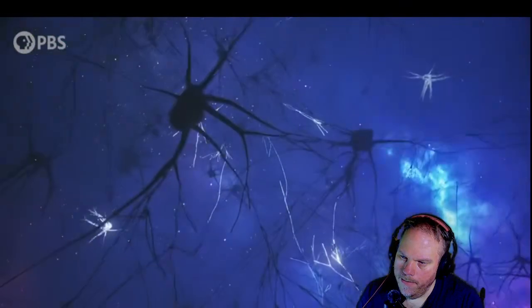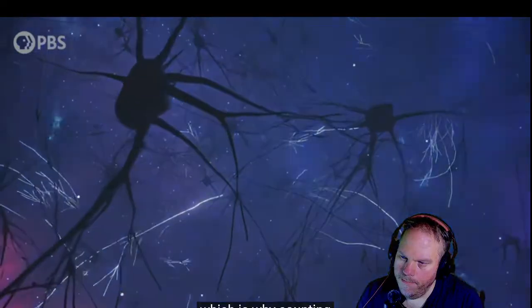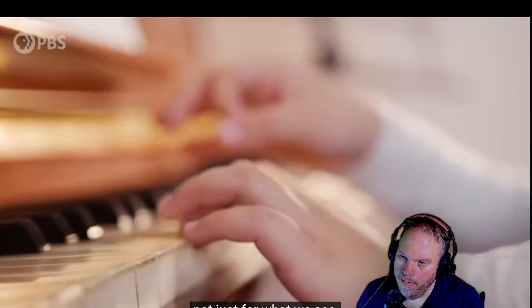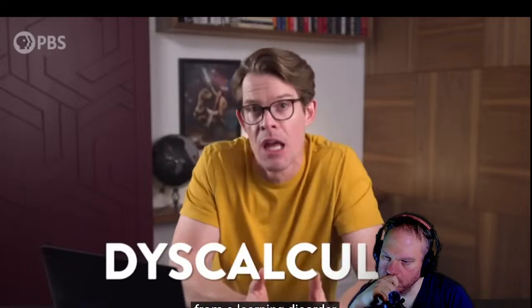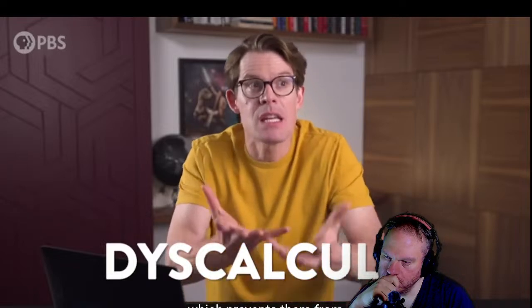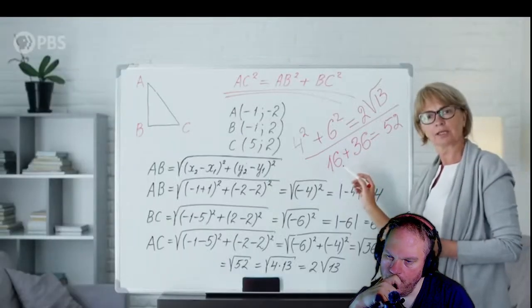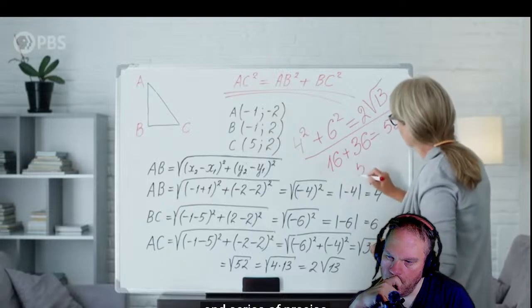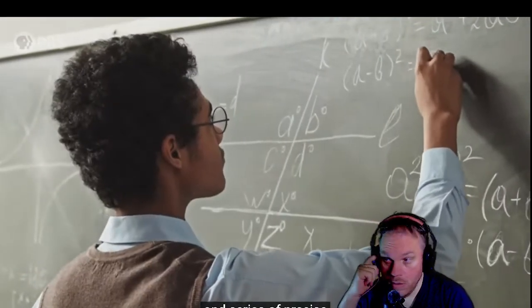These regions of the brain are connected to many other senses, which is why counting is something we can do not just for what we see, but for what we hear or what we touch too. Understanding where our innate number sense comes from is important because 3 to 7% of people suffer from a learning disorder called dyscalculia, which prevents them from understanding numbers and doing math, which can obviously be a big hurdle in their future. But it is humans who invented a language and series of precise symbols to represent numbers.